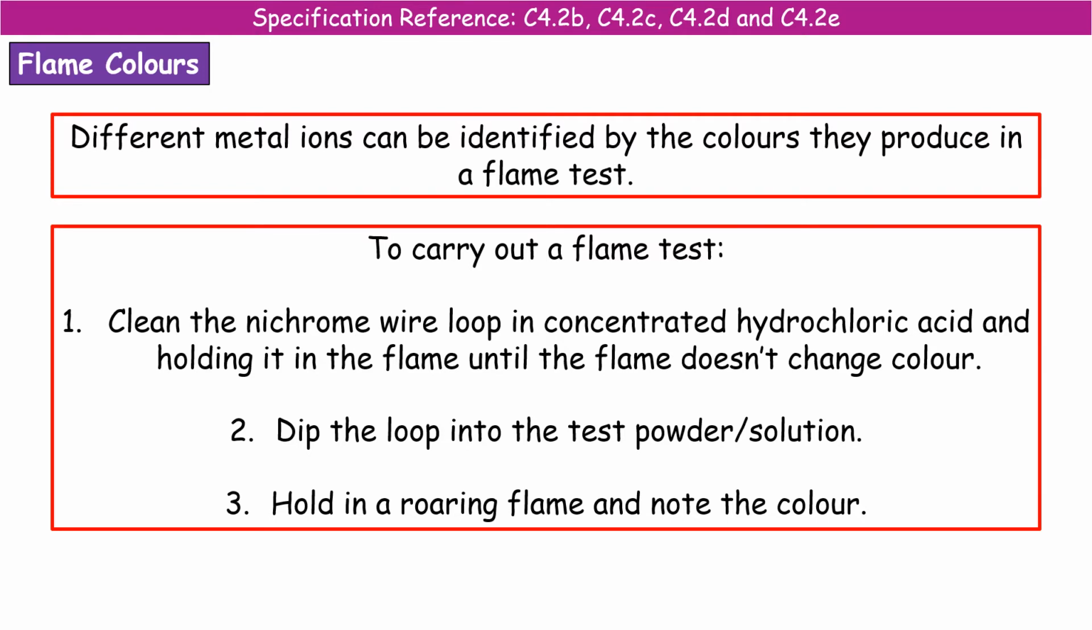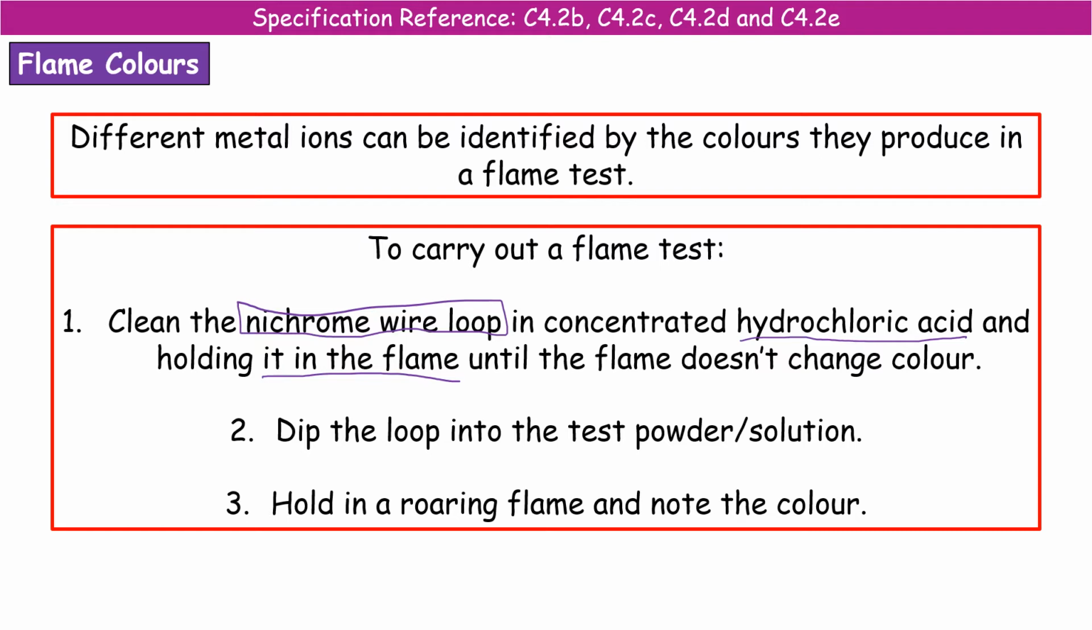So when it comes to actually trying to identify an unknown metal, we can carry out our own flame test in the lab. Now, flame tests in the lab are just carried out in a very simple way. We're going to use a nichrome wire loop. And the first thing we've got to do is make sure there's no other substances on it. So we've got to clean it by dipping it in concentrated hydrochloric acid, and then we hold it in a roaring Bunsen flame, and we repeat that process until the flame doesn't change colour, because that tells us there's nothing else on it.